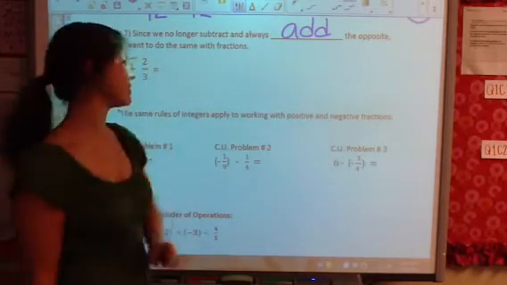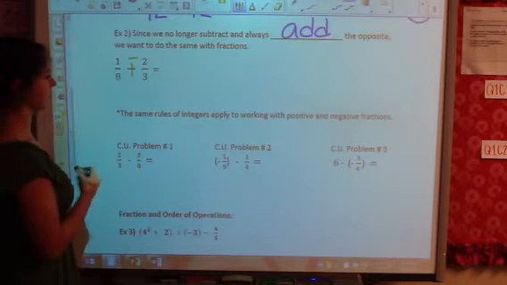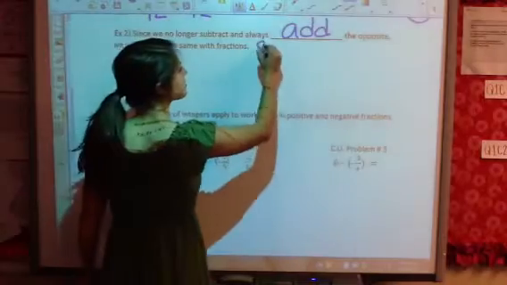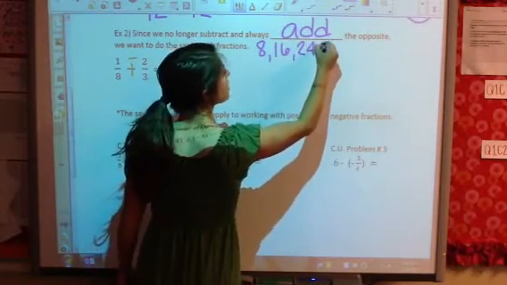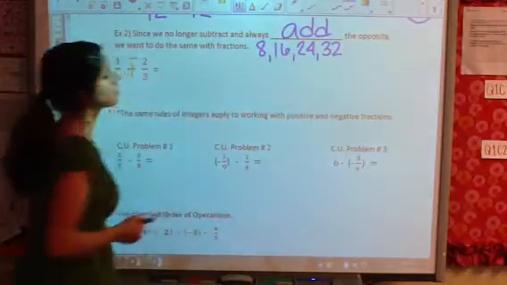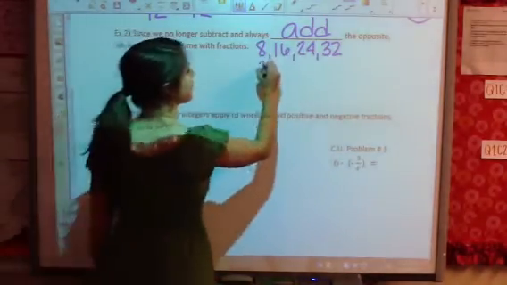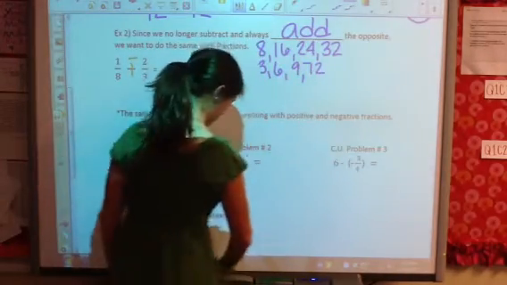We found those tan pieces, some common denominator so that we can actually add these. Okay, so 1/8 and 2/3. I'm going to list out 8, 16, 24, 32. Alright, so there's our multiples of 8. Now my multiples of 3. 3, 6, 9, 12.